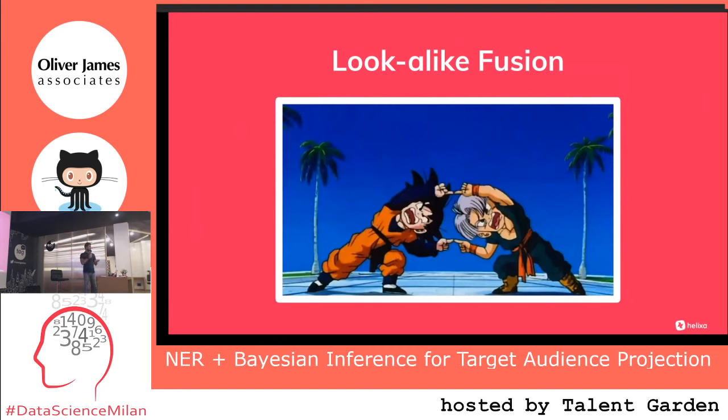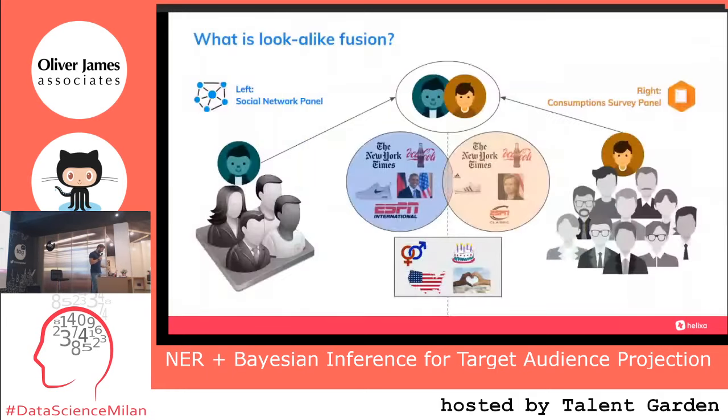We'll see the algorithm called the lookalike fusion. For those of you who grew up with Dragon Ball cartoons, you probably remember when Goku and Trunks were doing this fusion. It's exactly the same process, except that you don't become Super Saiyan afterwards.